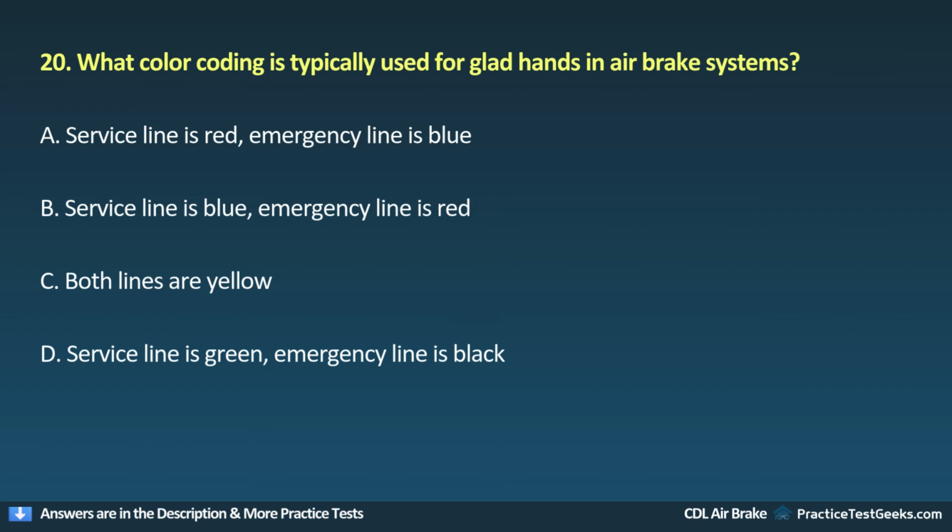20. What color coding is typically used for glad hands and air brake systems? A. Service line is red, emergency line is blue. B. Service line is blue, emergency line is red. C. Both lines are yellow. D. Service line is green, emergency line is black.